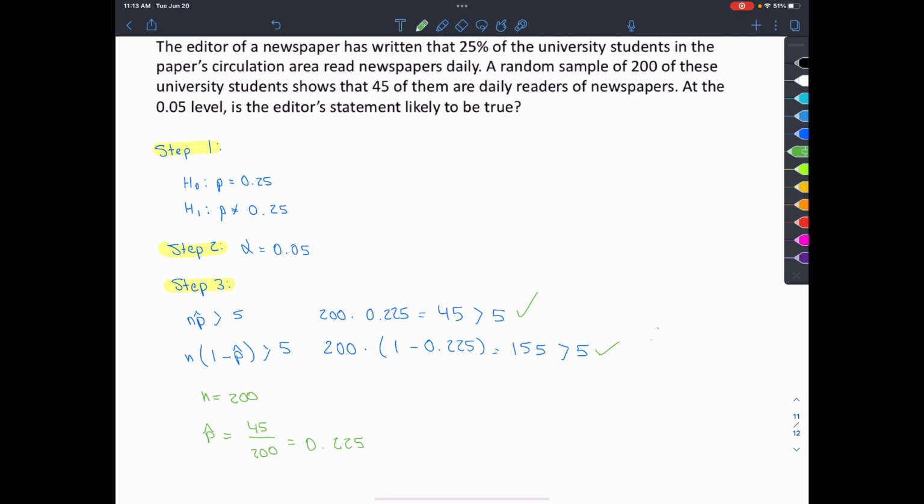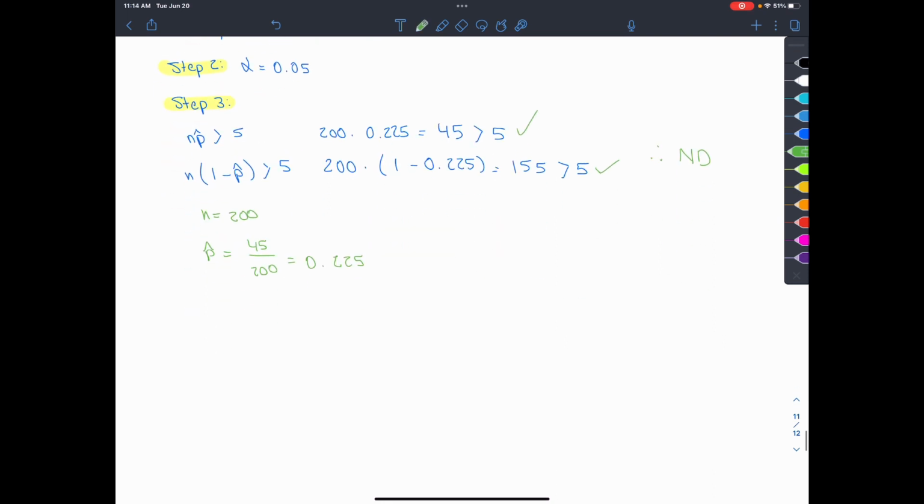Since both tests are passed, we're going to use the normal distribution. Otherwise, we'd have to use the t-distribution if one or both of these failed. In this case, they both passed, so we're going to use the normal distribution. Great, so that's step 3.